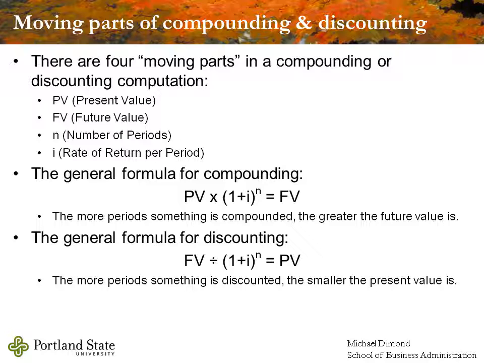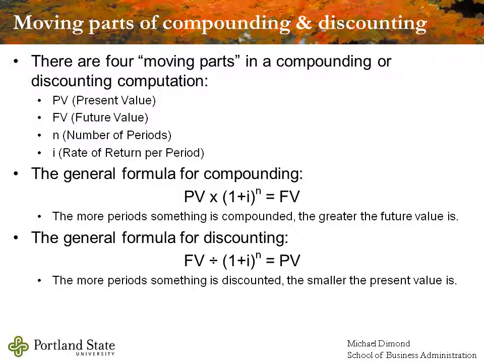The more periods something is compounded, the greater that future value will be, and the more periods something is discounted, the smaller the present value would be. The power in compounding, because it's an exponential function, is going to be the number of periods that we allow something to compound for. Something noteworthy, something that you want to write down somewhere, is that the rate of return is a per period rate of return.